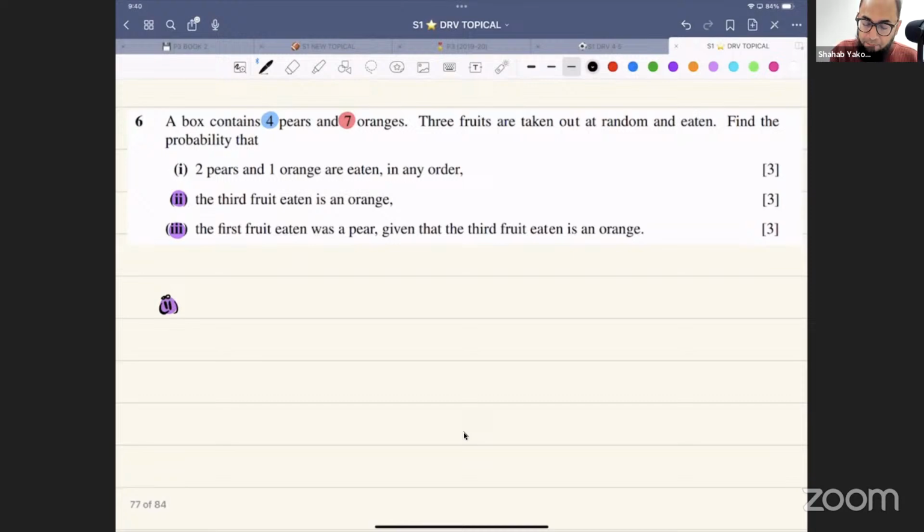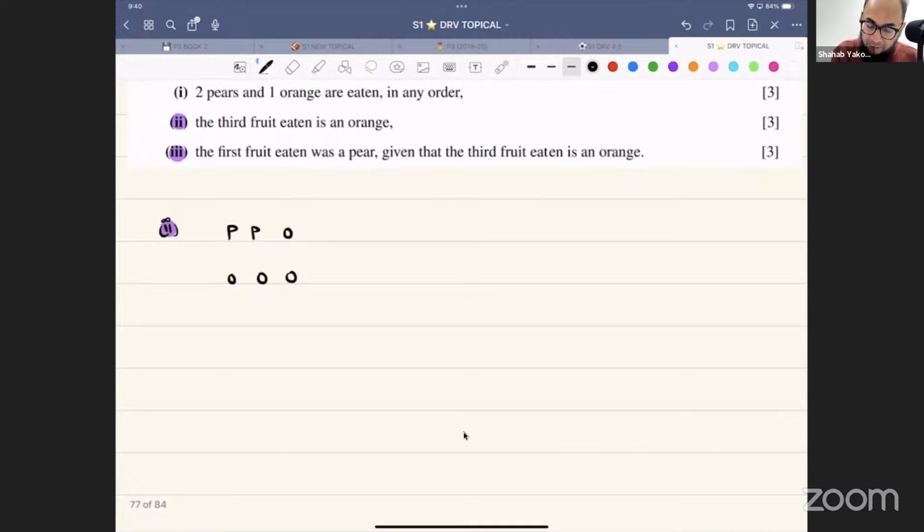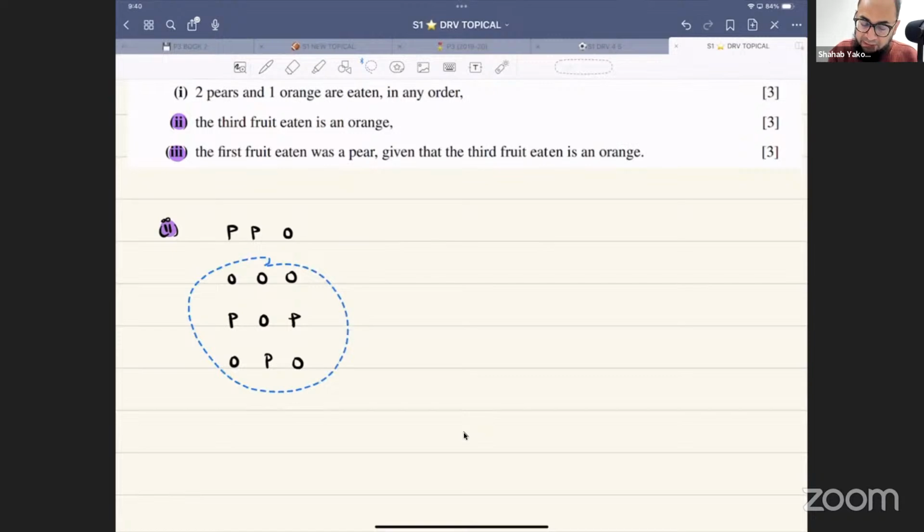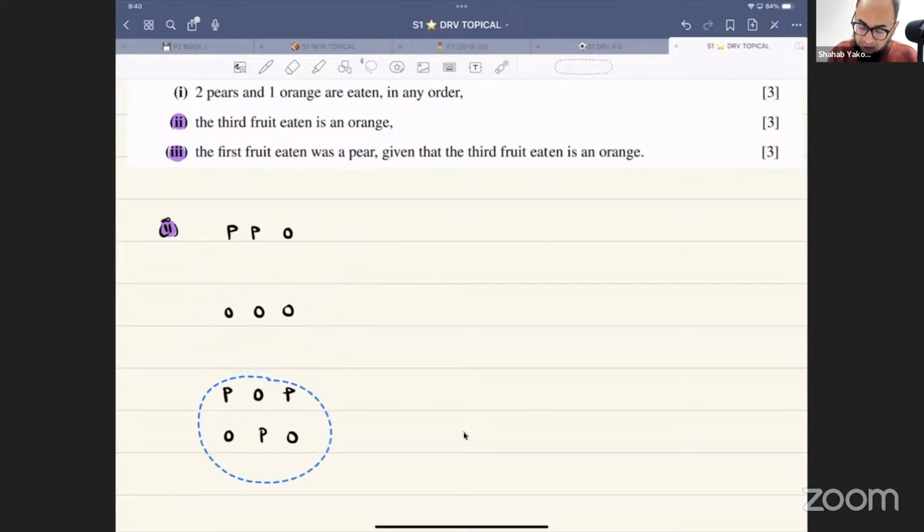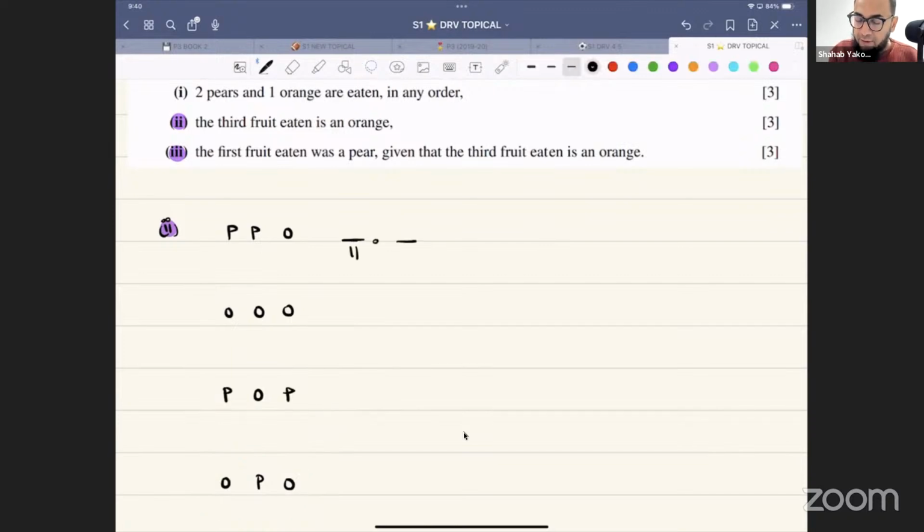So that means it could be pear, pear, orange. It could be orange, orange, orange. It could be pear, orange, orange. It could be orange, pear, orange. So now over here, let me focus on the denominator. I just need some more space so that I can work it out comfortably. The denominator is 11, 10, and 9. That is 990.